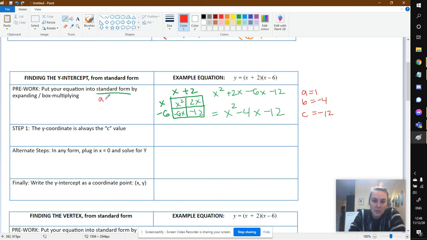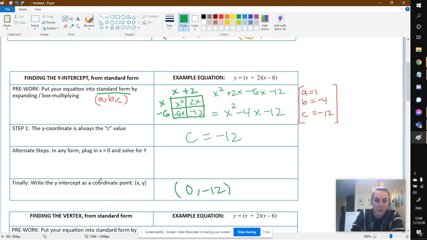Whenever we're in standard form, we can always ask, what's our a, b, and c? And it's nice to have those numbers, so we can plug them in for the vertex form, and for this y-intercept form. It's just nice to know those numbers. All right, the y-coordinate is always the c value. Here, the c is negative 12. Love it. Hacked, right? If we skip down to the final step, we can write this as (0, negative 12), where the x is always equal to 0, because it's the y-intercept.